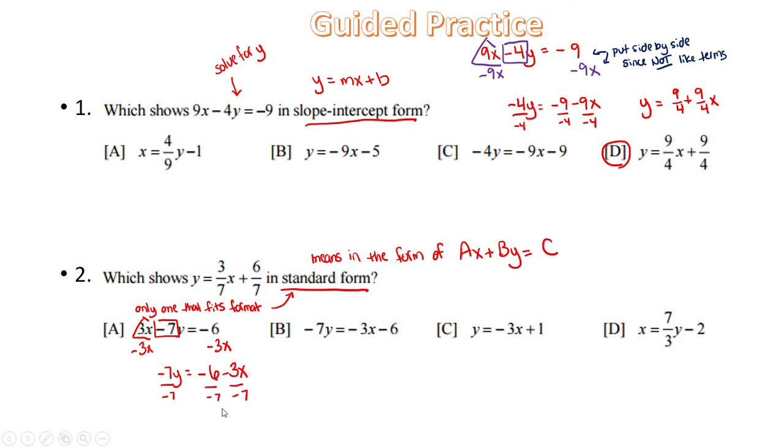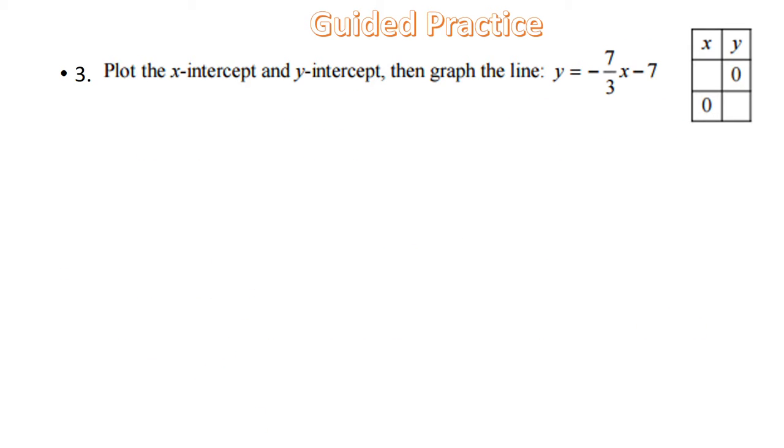If we take -6 divided by -7, we're going to get a positive 6 over 7. And then -3 divided by -7 is also a positive 3 over 7. And we bring down our x, because we never type x in our calculator unless we're in our y equals key. Okay, moving on. Number 3.